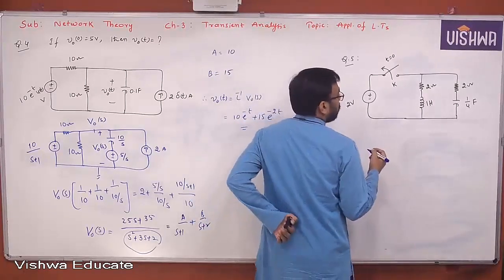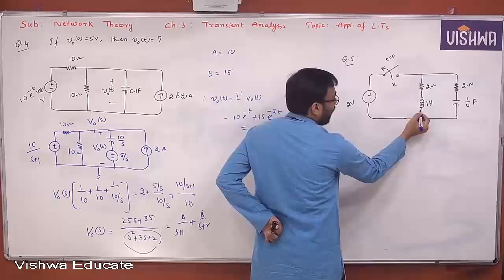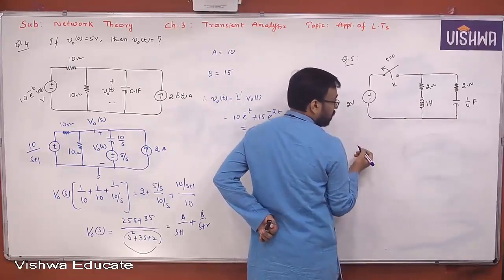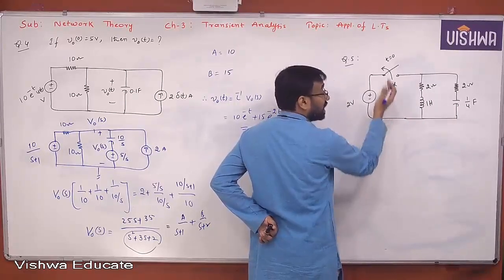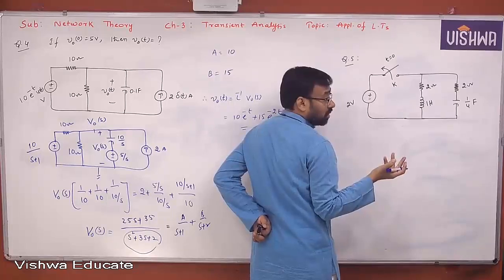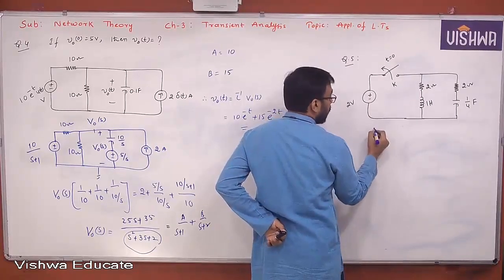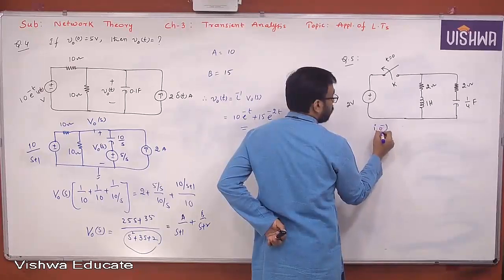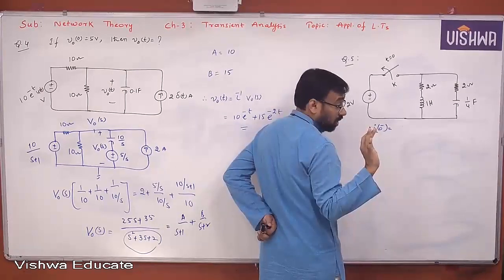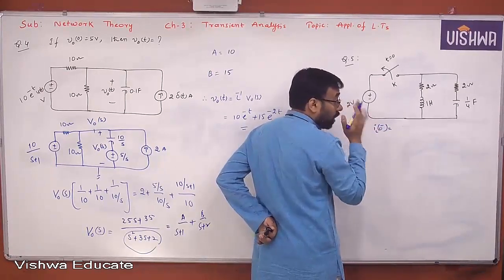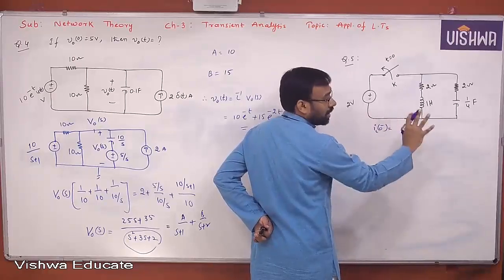To find the S domain equivalent, you must know IL of 0 minus and VC of 0 minus. He has not mentioned them, but he has given the switching operation. Can you find the 0 minus conditions or not? Yes, I can determine them. What is IL of 0 minus? I am not drawing that circuit because we have crossed that stage. You need to analyze it on your own easily without drawing the circuit.